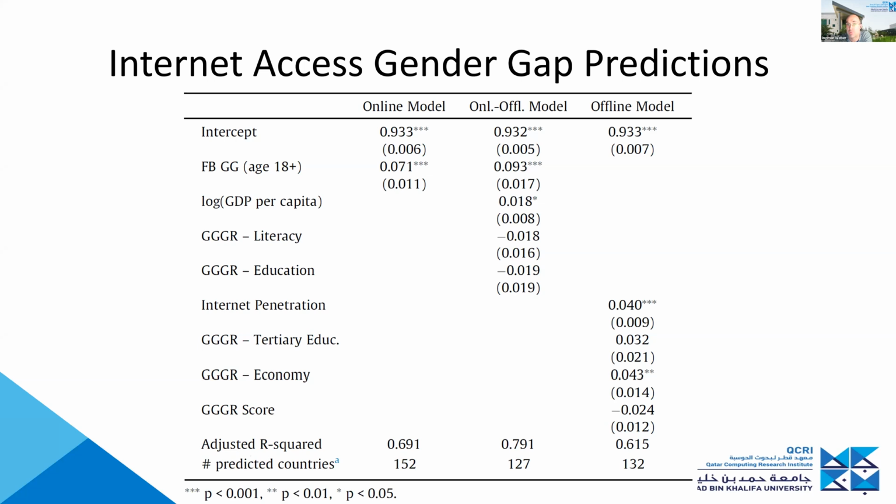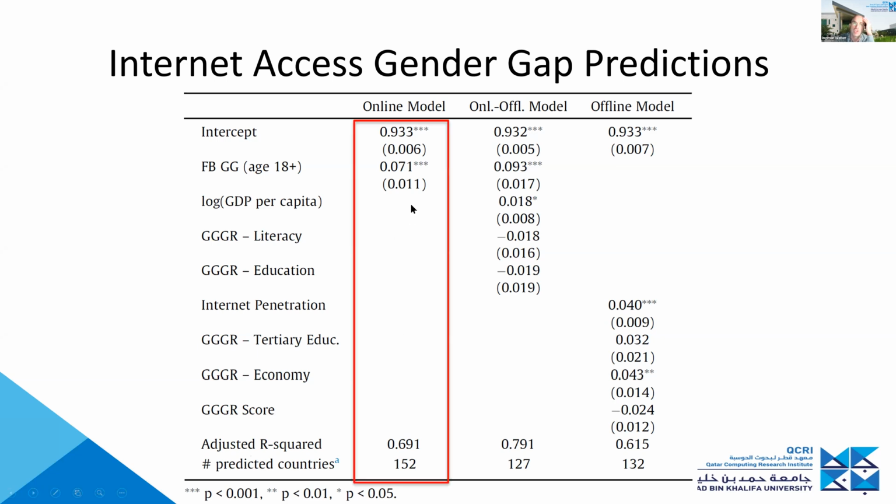Okay, so how well does this model work? For the countries where we have ground truth, we can make predictions and evaluate. Let's look at this online model, which apart from a constant offset has only a single variable, which is this gender gap, the ratio of female to male Facebook users. With a single predictor, we are explaining almost 70% of the variance in this internet access ratio. Just using one variable.